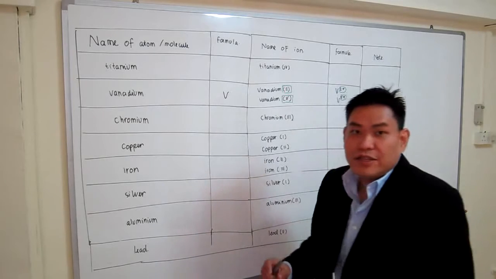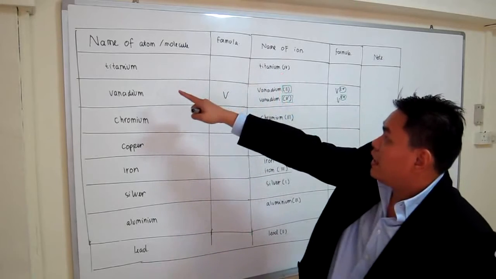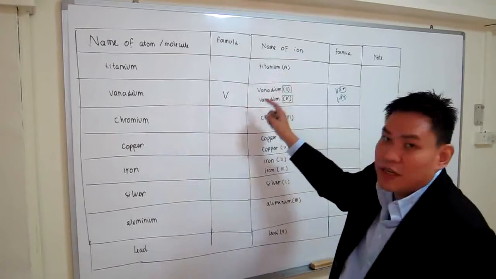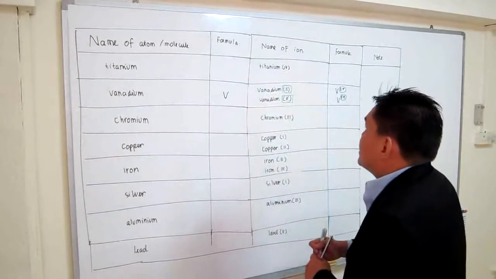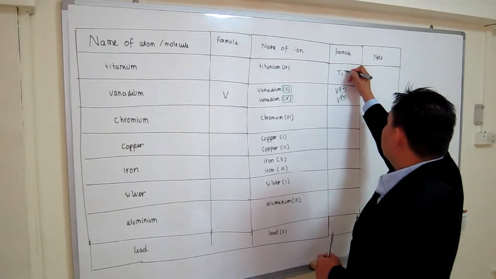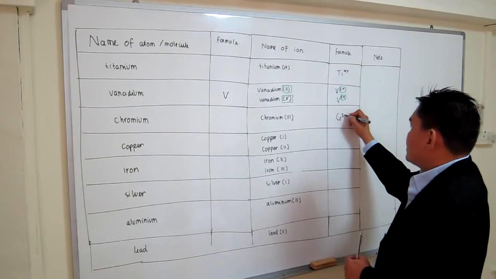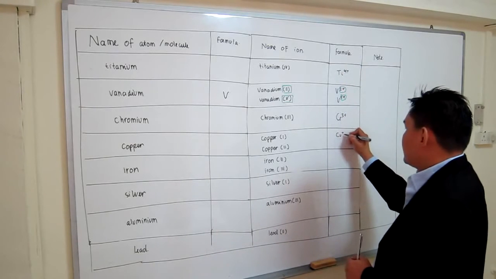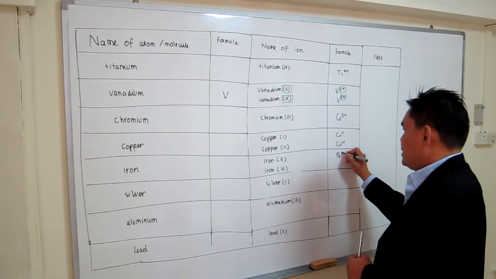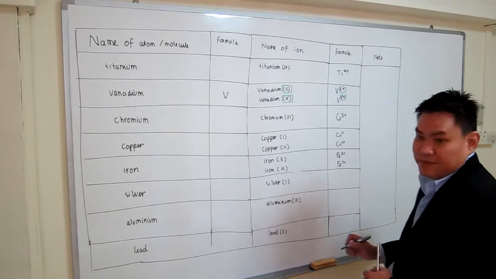So for all the transition metals, the name of the ion and the name of the atom will be slightly different. The name of the ion will contain Roman numerals inside the bracket. So like this, titanium 4, the formula for that is Ti4+. Chromium 3 is Cr3+. Copper 1 is Cu+. Copper 2 is Cu2+. Iron 2 is Fe2+. Iron 3 is Fe3+.